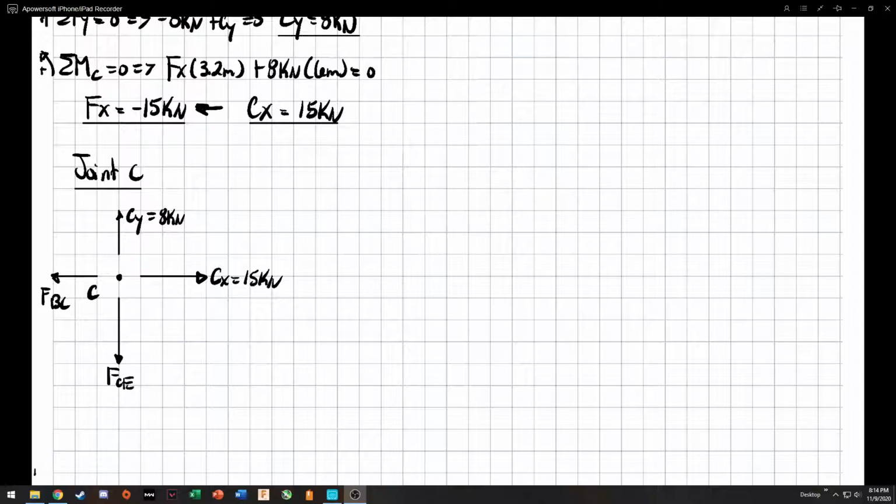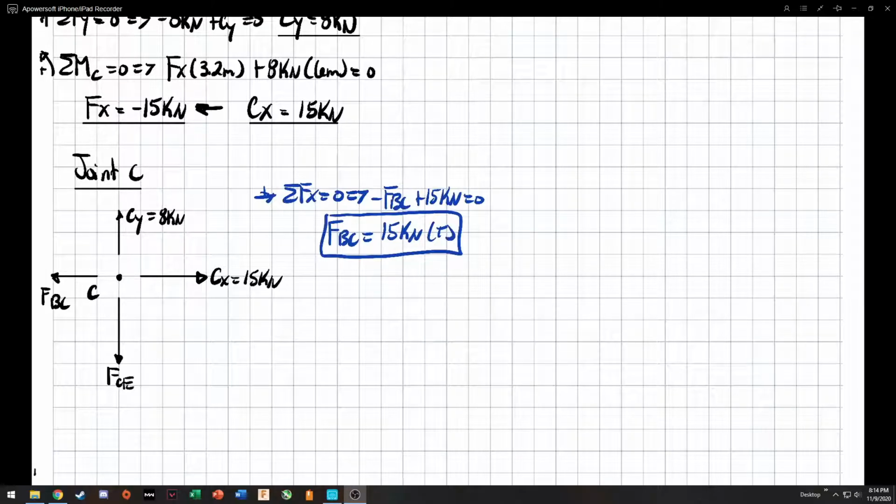We need to take our sum of forces in the x and the y. Sum of forces in x equal to 0, positive in the x direction. We get a negative force BC plus 15 kilonewtons is equal to 0. Solving for that one, we get BC is equal to 15 kilonewtons. Now it's positive, that means it's in tension. That is our first member.